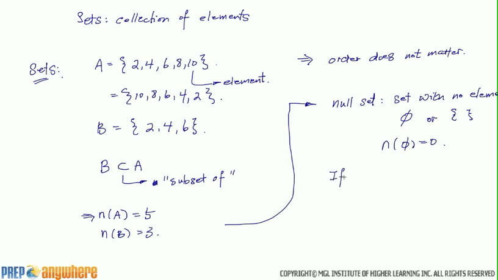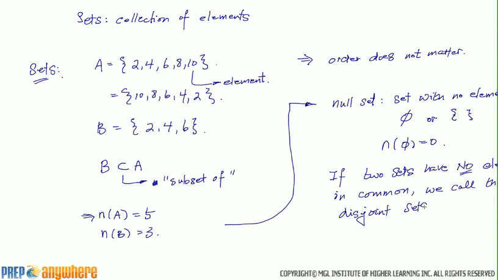If two sets have no elements in common, we call them disjoint sets. Okay? And that's the keyword there, disjoint sets.